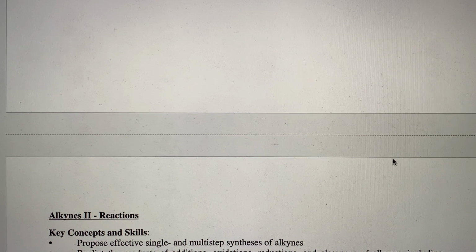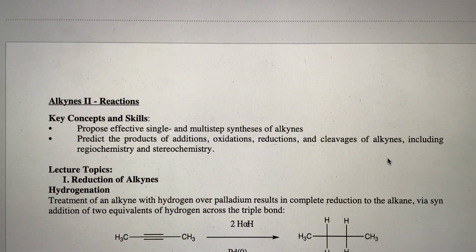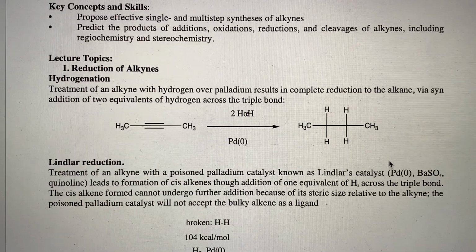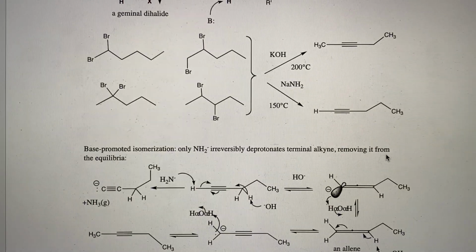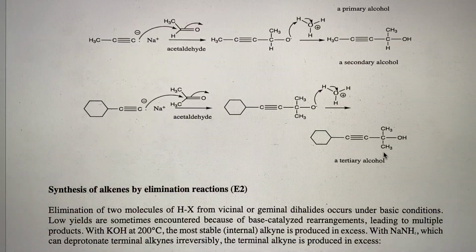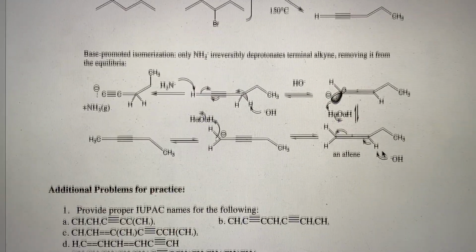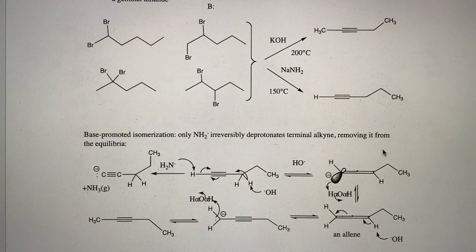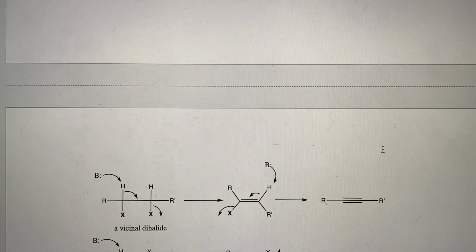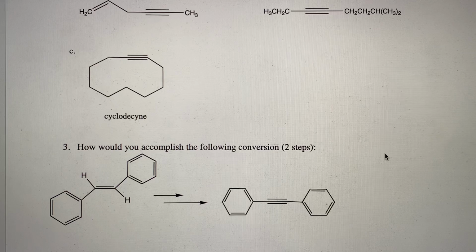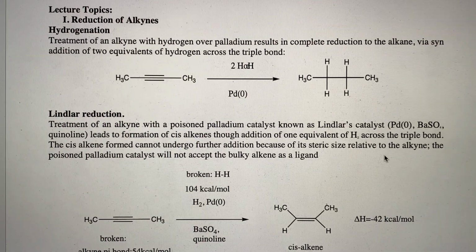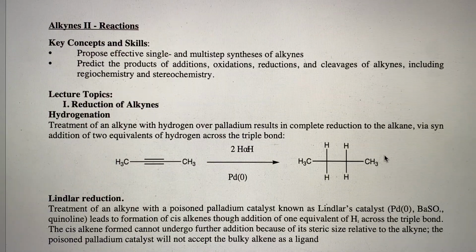Okay, in the next video we're going to be looking at the reactions of alkynes, what we can do with them. Okay, so that first part was nomenclature and synthesis, and like I said, there's only two ways. Okay, double eliminations and using another alkyne. Okay, we'll continue in the next video on reactions of alkynes. Thank you.